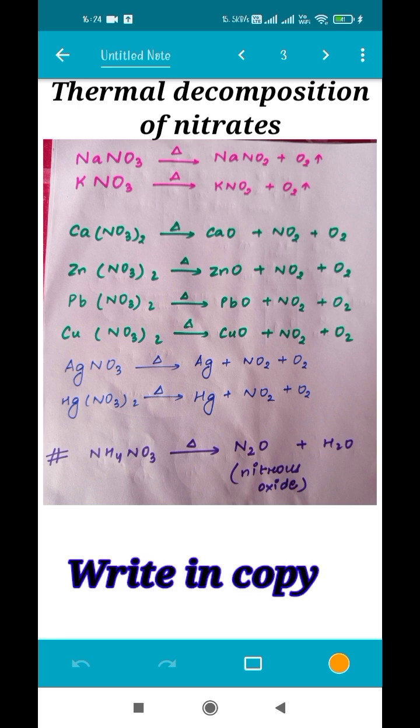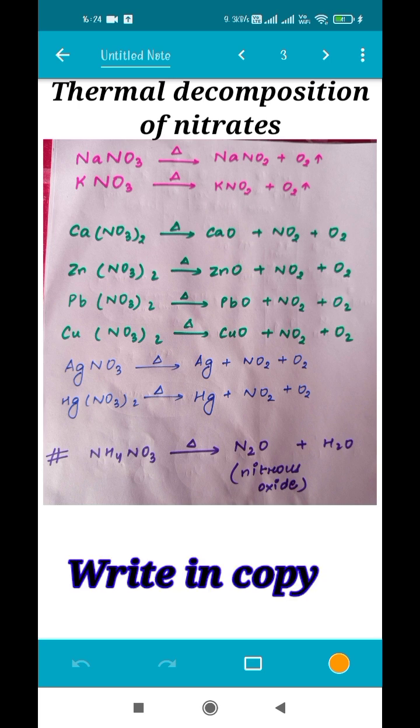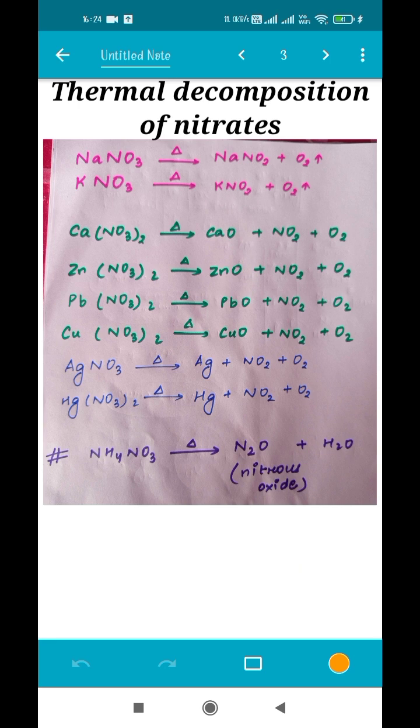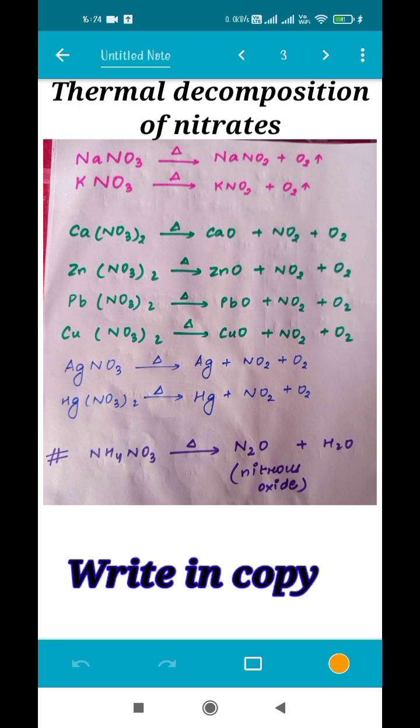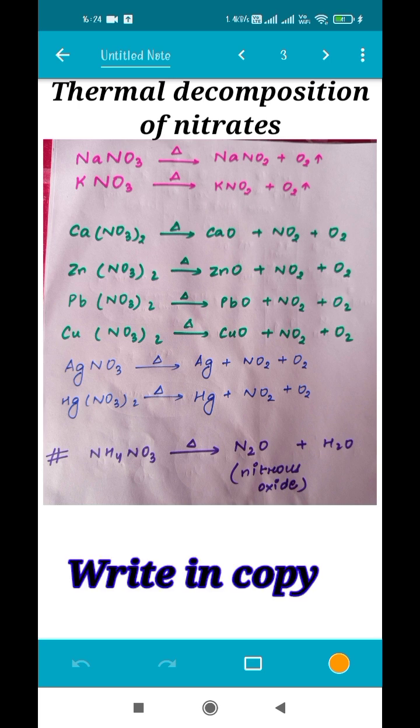Now in case of NH4NO3, when it is heated, we will get nitrous oxide, N2O. It is also known as laughing gas. And we are getting water, completely different. So this is the most unique one. The others are more or less interrelated. So you have to remember this, the thermal decomposition of only these few nitrates.